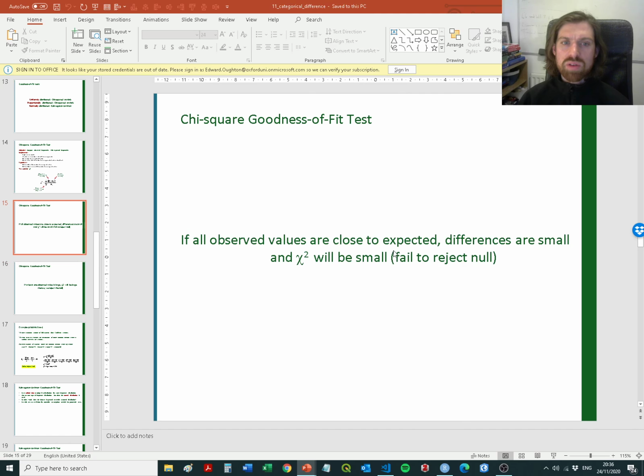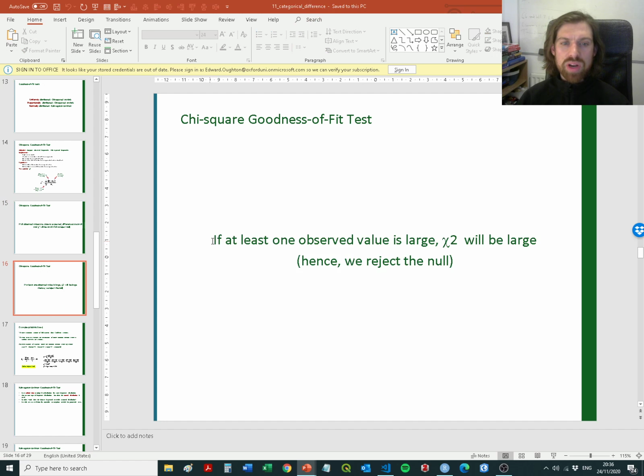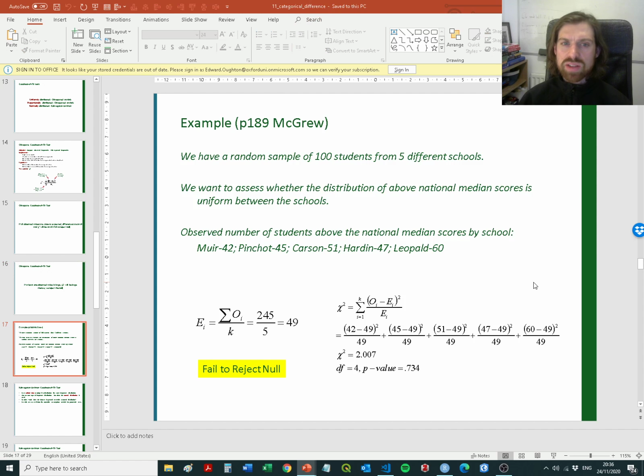So we've been through this test before, so the explanation is that if all observed values are close to expected, the differences are small, and we would fail to reject the null hypothesis. But if the differences between observed and expected values are large, the chi-squared will be large, as in our case, and then we have enough evidence to reject the null hypothesis.